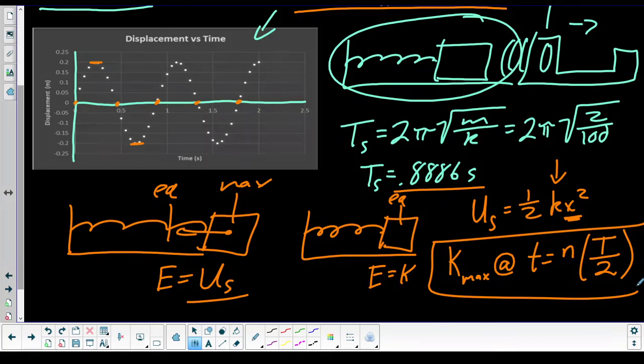It's every half period. So there you go. Pretty interesting, pretty good stuff. Energy oscillating back and forth.